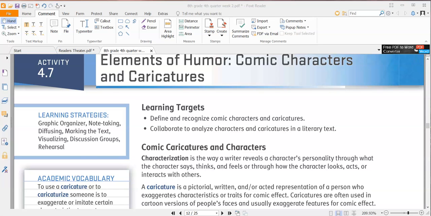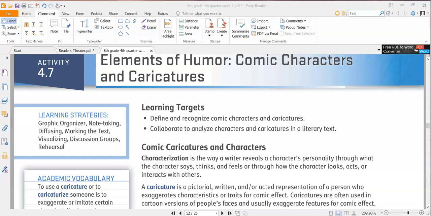Today I'm going to go over 8th grade week 2, activity 4.7, Elements of Humor, Comic Characters and Caricatures. Our learning targets are to define and recognize comic characters and caricatures, and to collaborate to analyze characters and caricatures in a literary text. Comic caricatures and characters.